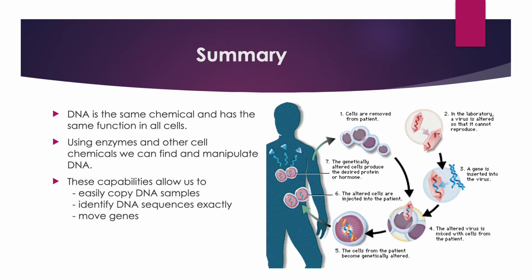In summary, DNA is a chemical we find in all cells. We know the enzymes and other cell chemicals that allow us to find and manipulate DNA. These allow us to easily copy DNA samples, identify sequence, and specifically move genes to where we need them. Very, very effective.